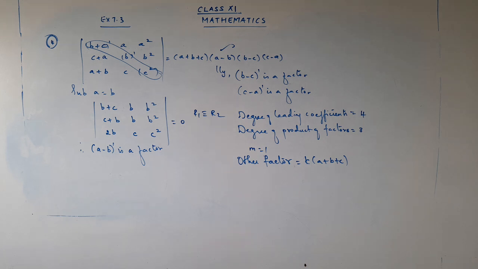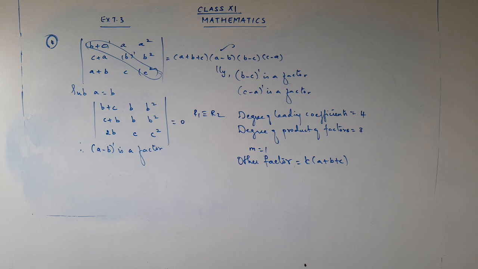So we have found the degree of the leading coefficient, which is 4, and also the degree of the product of factors, which is 3. So you get the difference as 1. 4 minus 3 gives you 1. If the difference between the two degrees is 0, you have to take the other factor as k only. But now here you have to take the other factor as k into a plus b plus c. I hope you are clear with the other factor.